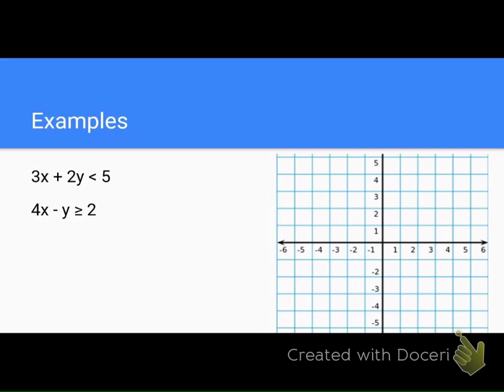And here's another example that you guys can do by first solving each of these, putting them into the correct form, then graphing the lines and shading the appropriate region.